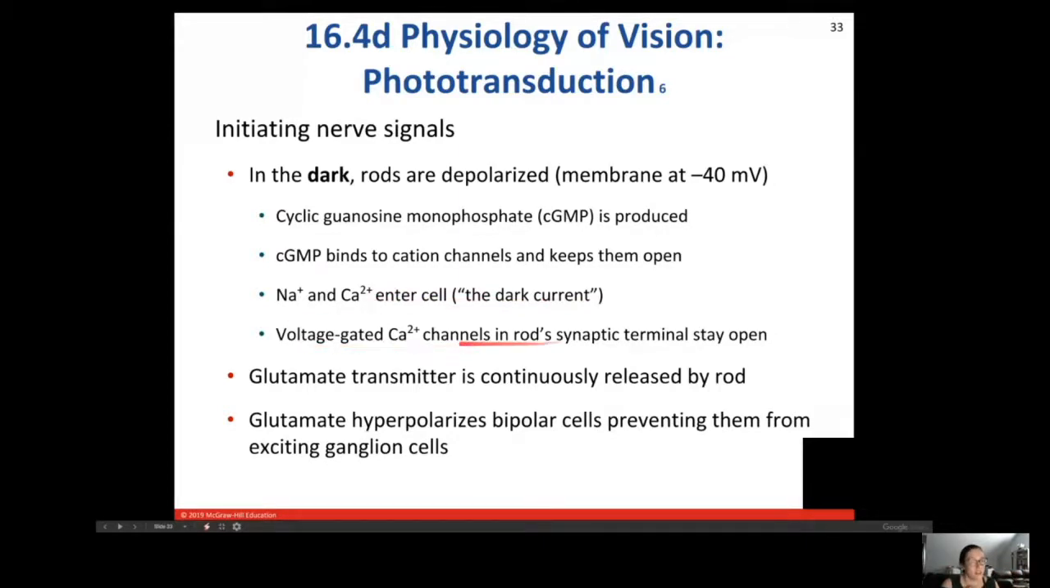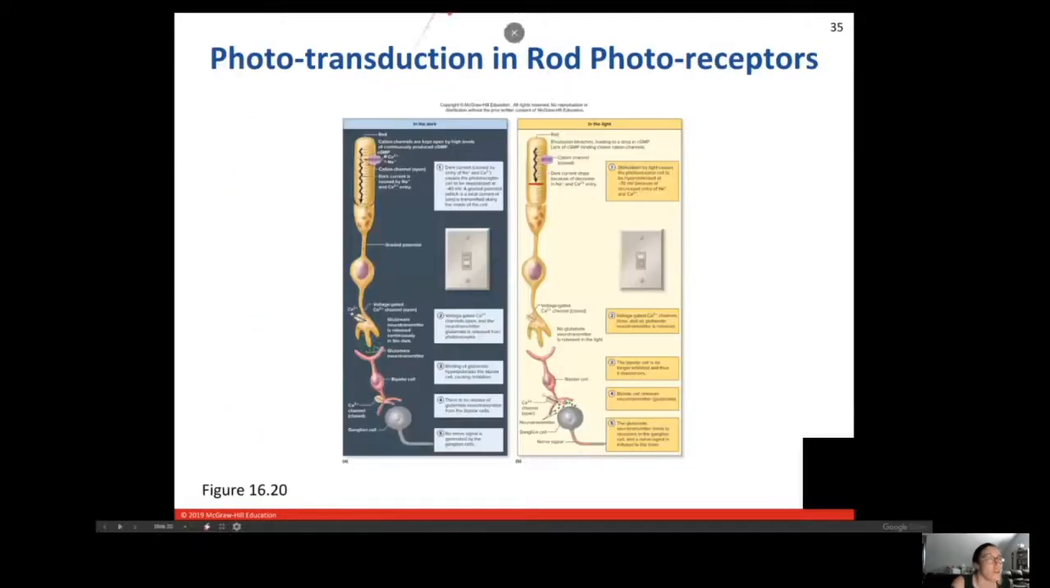Voltage-gated calcium channels in the rod's synaptic terminal stay open, and glutamate transmitter is continuously released by the rod. Now, glutamate is an inhibitory neurotransmitter. It's going to cause an IPSP in the bipolar cell, and it prevents them from exciting the ganglion cells. And so we can see this picture right here. This is what happens in the dark.